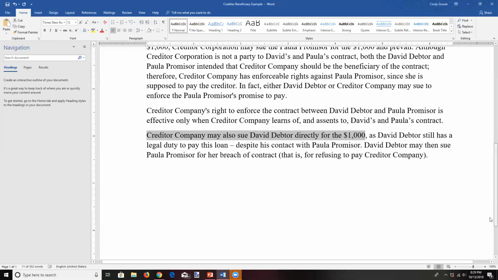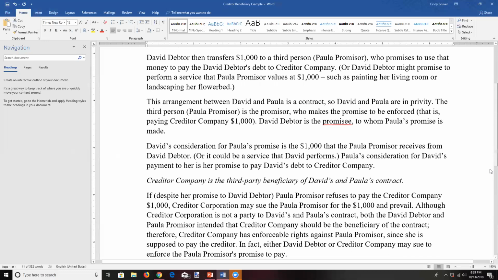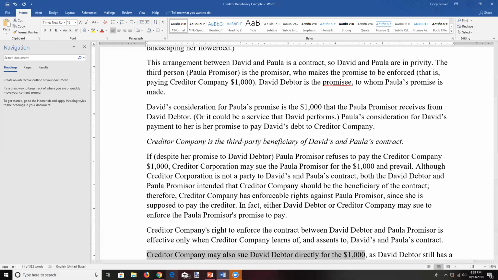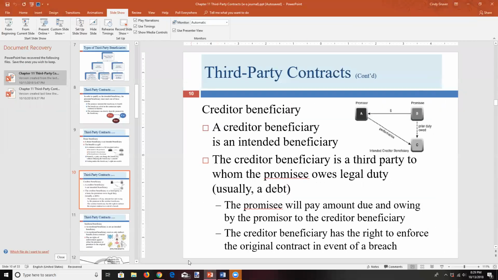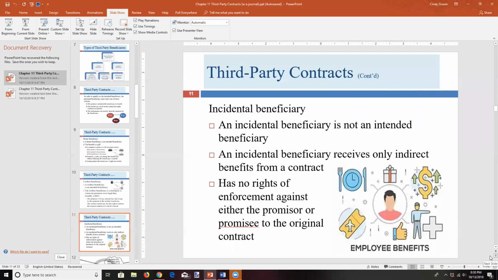So hopefully that makes sense in terms of how this works. It's a little bit tricky, and sometimes people get confused. So in our scenario, let's just look at this better. So Creditor company is this intended creditor beneficiary. B is David Debtor, and A is Paula Promiser. Let's go on from here.